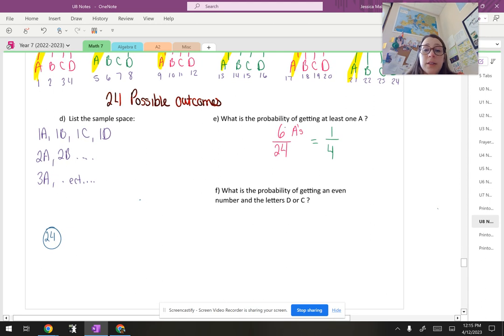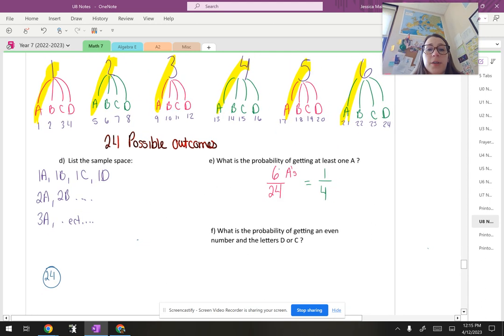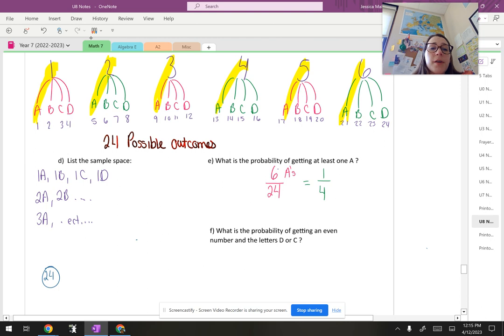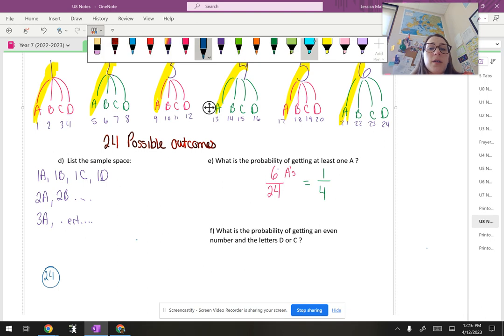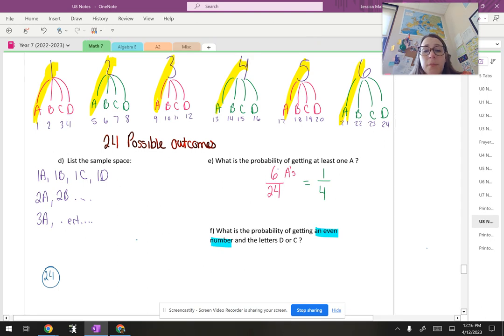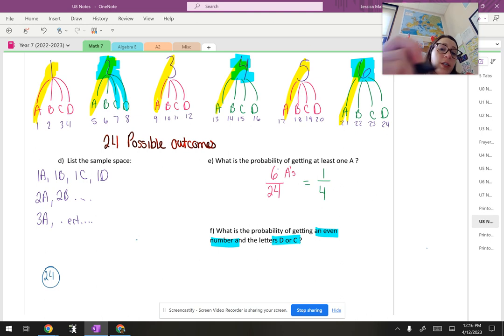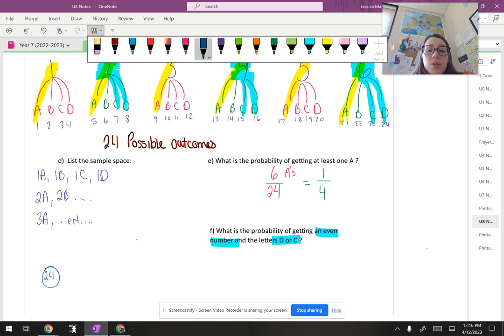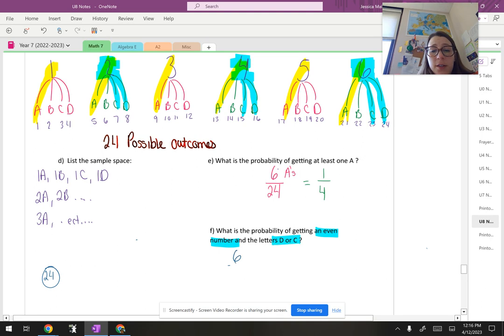Okay. All right. Now, more probabilities. Next up, part F. The probability of getting an even number and the letters D or C. So, even number, that's a 2, a 4, and a 6. And the letters D or C. So, that would be a 2C or a 2D, a 4C or a 4D. Not 5, because 5 is not even. 6C or 6D. So that is 6 out of 24.